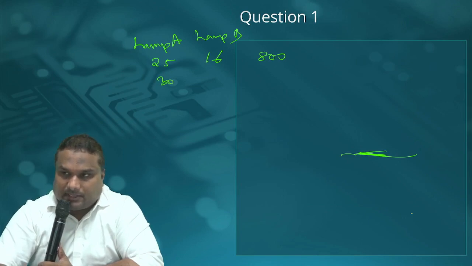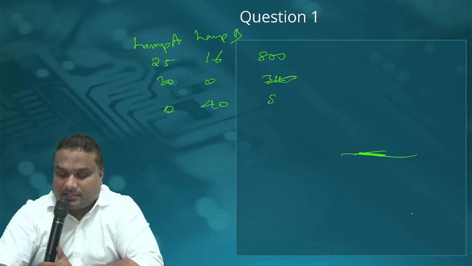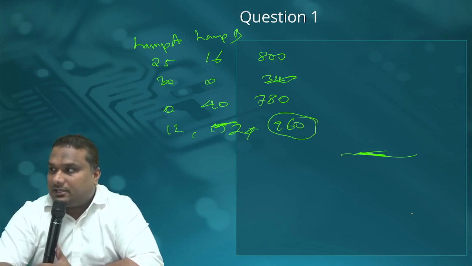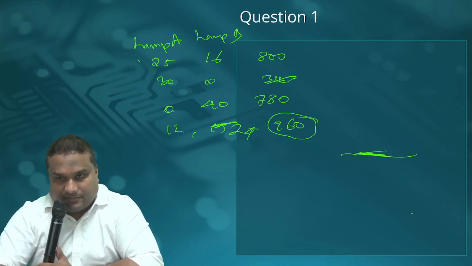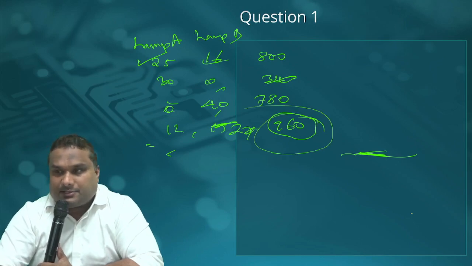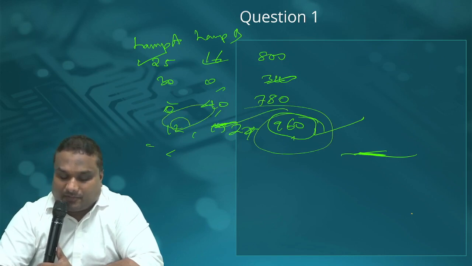If you are producing 30 of lamp A and 0 of lamp B, your profit is 340. If you are producing 0 and 40, your profit is 780. If you are producing first one 12, second one 24, your profit is 960. Then which is the highest profit? 960. This is not the real calculation, I just put it on. So the highest profit is 960. Correct? So we need to make 12 lamp A and 24 lamp B.